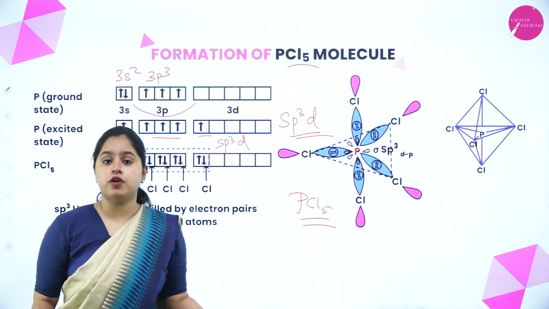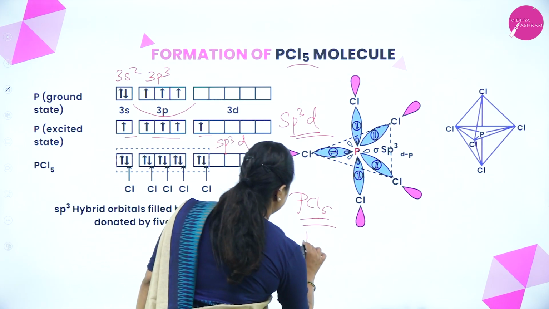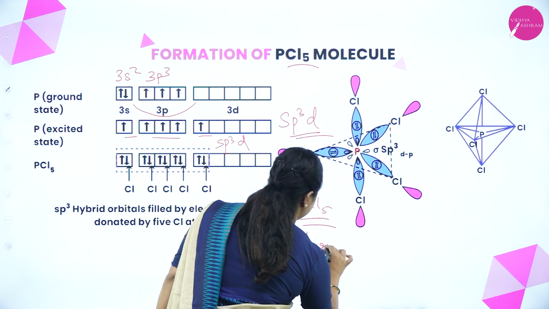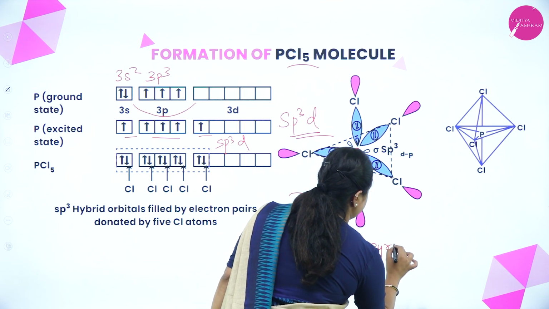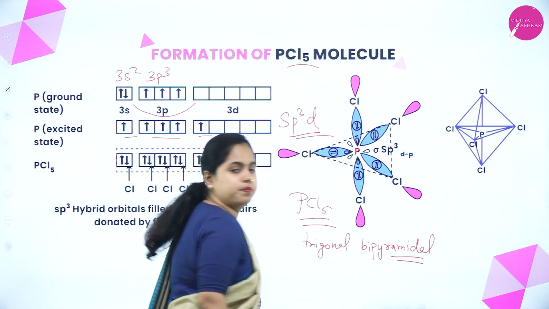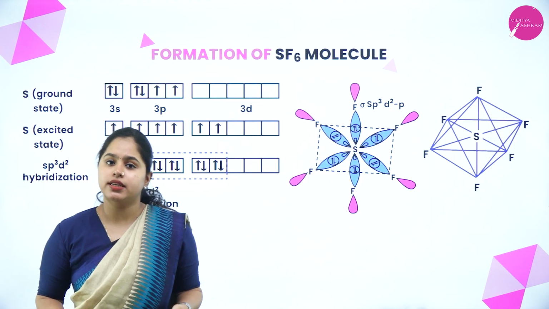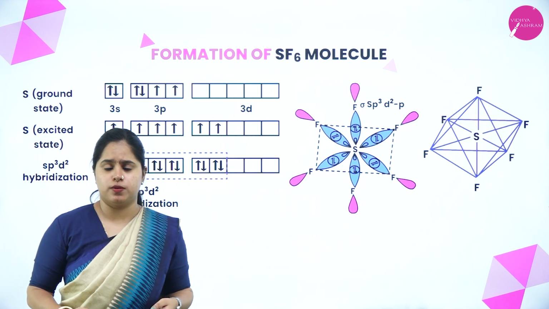And what is the shape of this molecule? Yes, it is trigonal bipyramidal, right? It is having trigonal bipyramidal shape. Clear? Now, let's move on to the next one, that is hybridization in SF6 molecule, right?